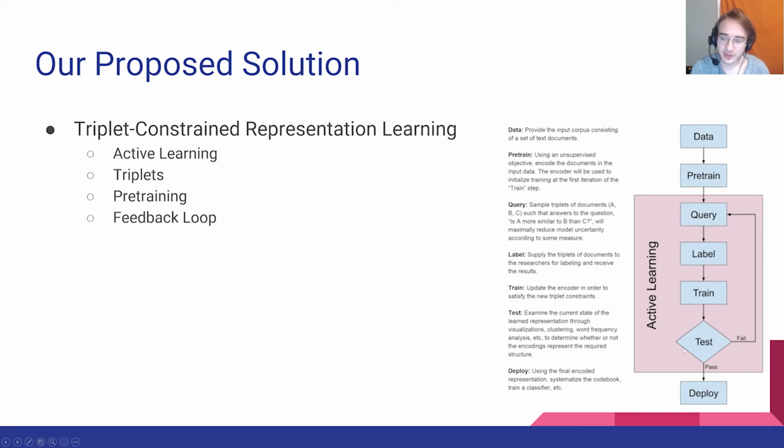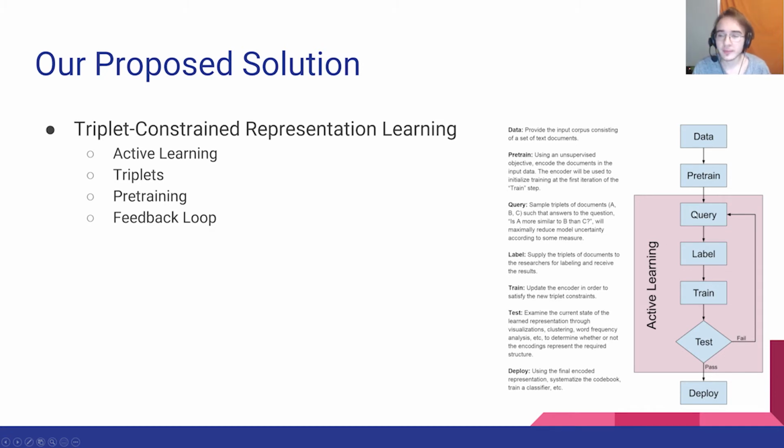It is essentially a feedback loop that is based upon maximally reducing model uncertainty by some measure that the researchers can set. And we test how certain the model is at the end of the loop, and if it's not as certain as we'd like in its correct answers, we can send it back to the beginning of the loop to again get queried and then labeled by the researchers, trained, and then tested again.